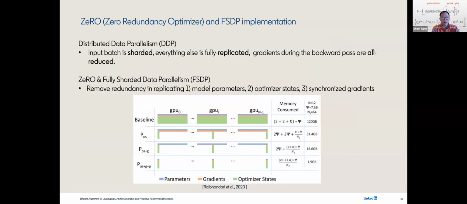Next, we have the zero redundancy optimizer and the FSDP implementation. In distributed data parallelism, the input batch is sharded, everything else is fully replicated across different GPUs, and gradients during the backward pass are all reduced. Then for ZeRO and FSDP, we remove the redundancy in replicating model parameters, optimizer state, and synchronized gradients. So basically, the model parameters, optimizer states, and the gradients are sharded.